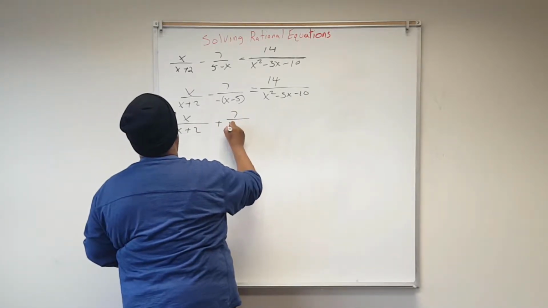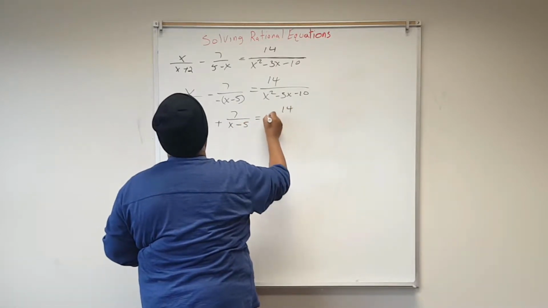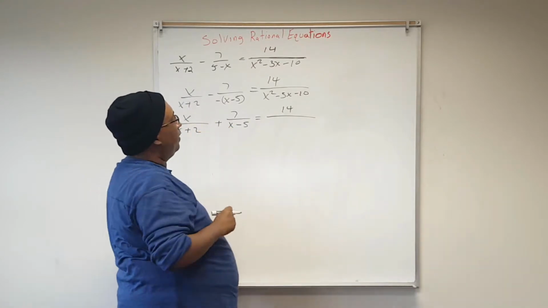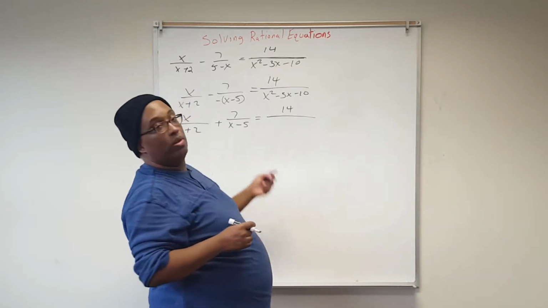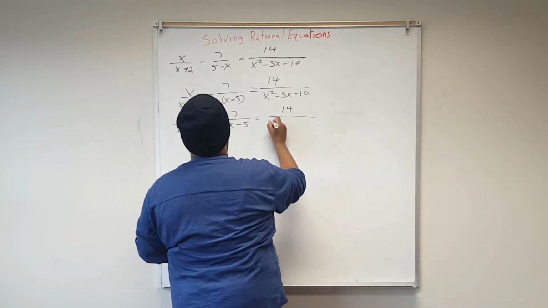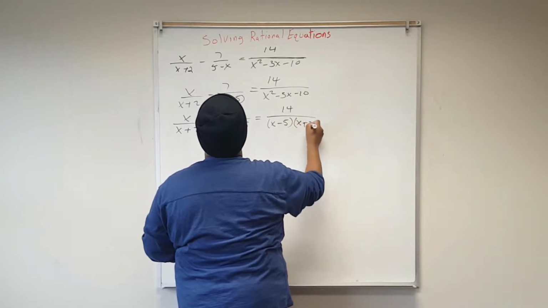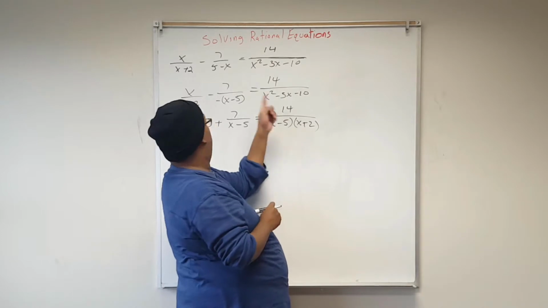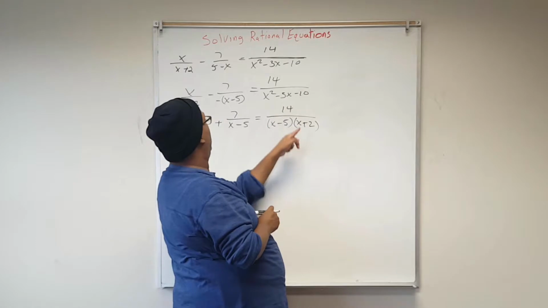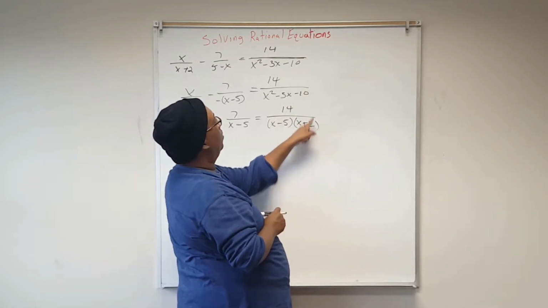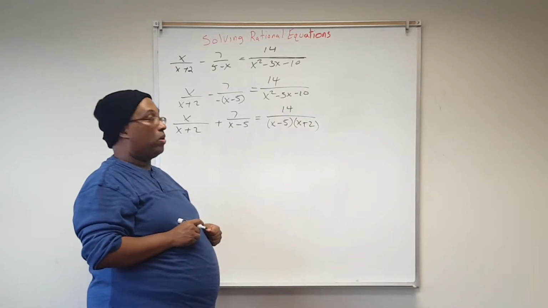7 over x minus 5 equals 14 over, and we're lucky. When we factor this, it actually comes out to be these two denominators. So we get x minus 5 times x plus 2. X times x is x squared. Minus 5 plus 2 is a minus 3. Minus 5 times 2 is a minus 10. So these factors are these two denominators as well.